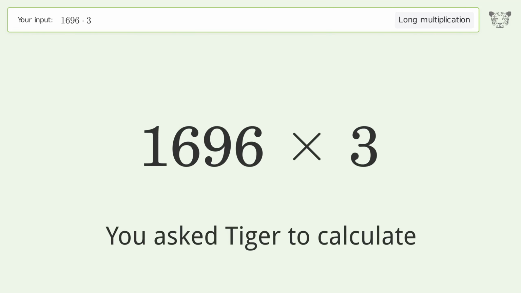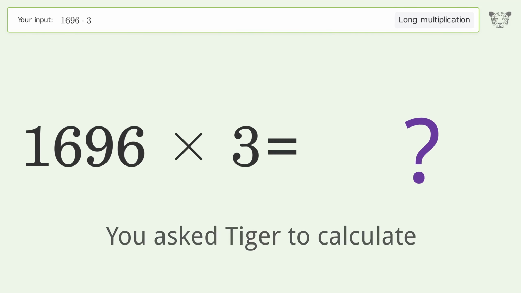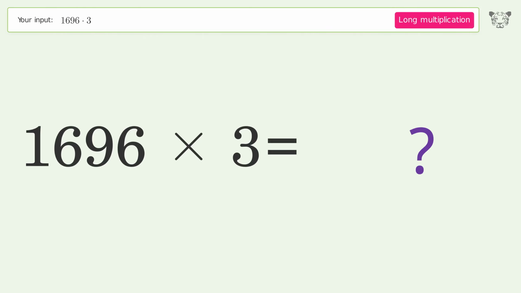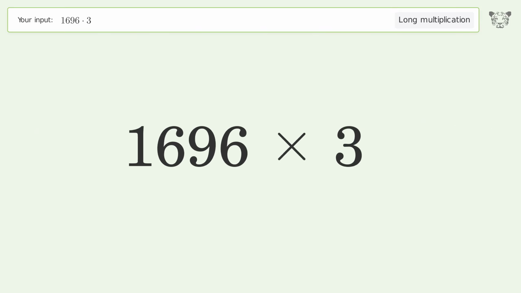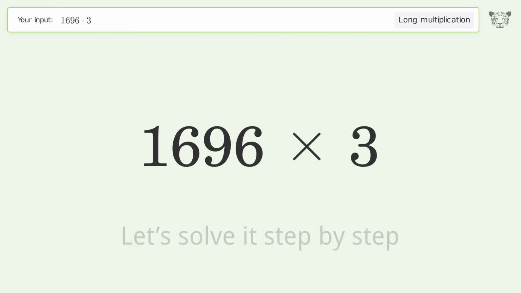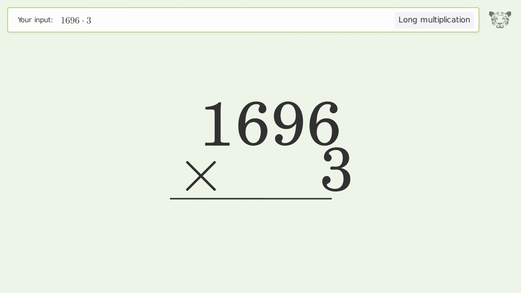You ask Tiger to calculate. This deals with long multiplication. The final result is 5088. Let's solve it step by step. Rewrite the numbers from top to bottom aligned to the right.